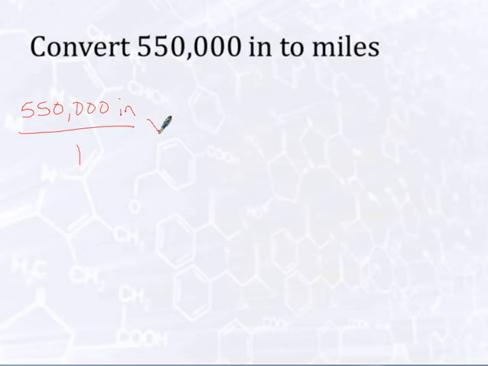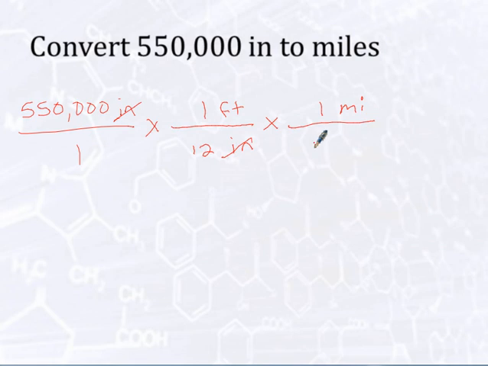Okay, so if I want to get rid of inches, that means inch goes on the bottom. I'm going to put 1 foot on top, 12 inches on the bottom. It cancels out and goes away. Now I have feet. I don't want feet, I want miles. So I'm going to put in 1 mile, alright, that's 5,280 feet. And that cancels out. And if you did this correctly, you should be left with the unit you want right here. Everything else should cancel out.